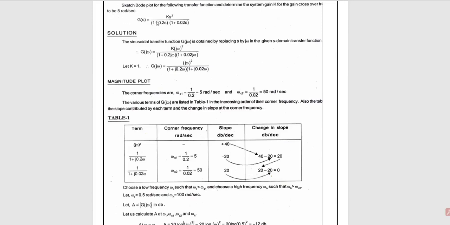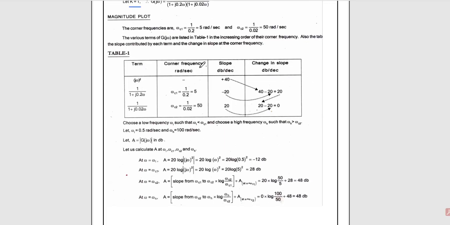So first, while starting the problem, we have to assign K equal to 1, and then put s equal to j omega. So you are replacing s with j omega and K equal to 1. This equation becomes G of j omega equal to (j omega) the whole square divided by (1 plus 0.2 j omega) and (1 plus 0.02 j omega).